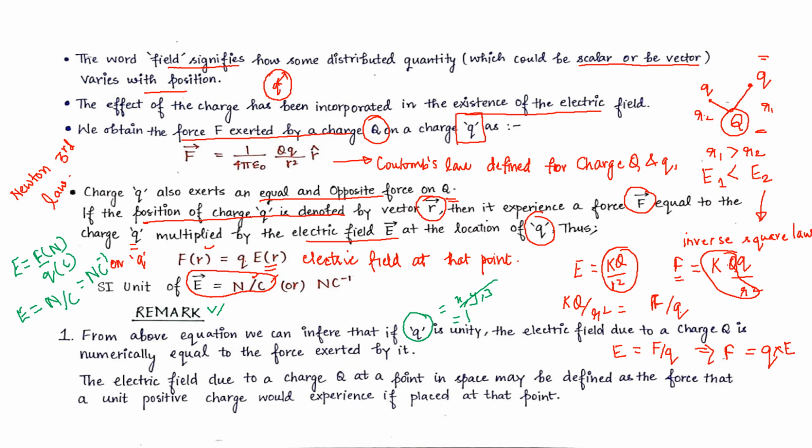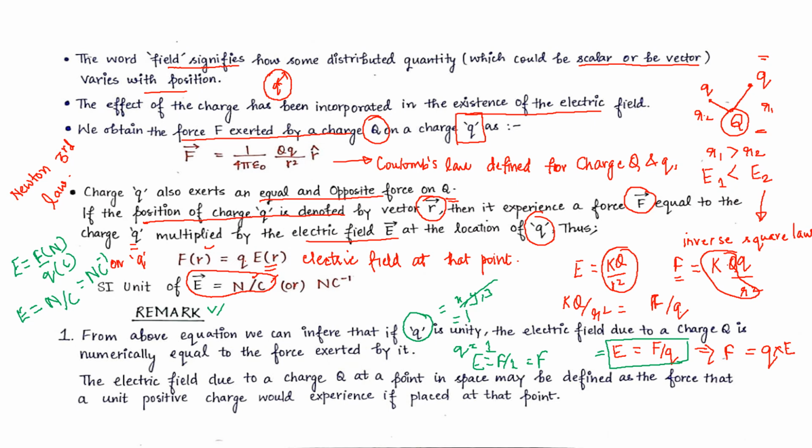Electric field due to the charge capital Q is numerically equal to the force exerted by it. See, this is our equation: electric field equals force divided by q. When q equals 1, what will happen? E equals force divided by 1, so we get E equals force. This is what the statement states.